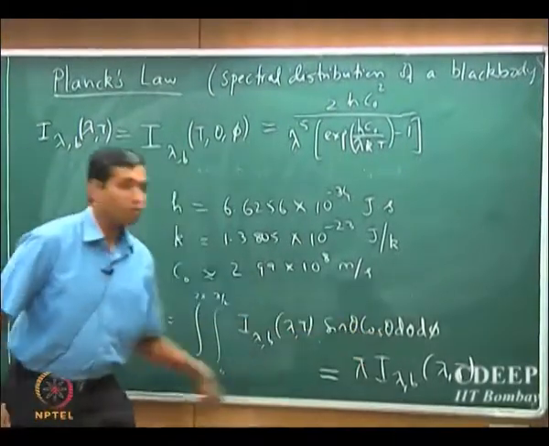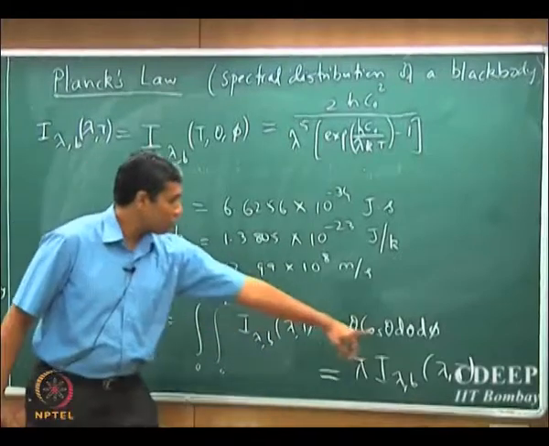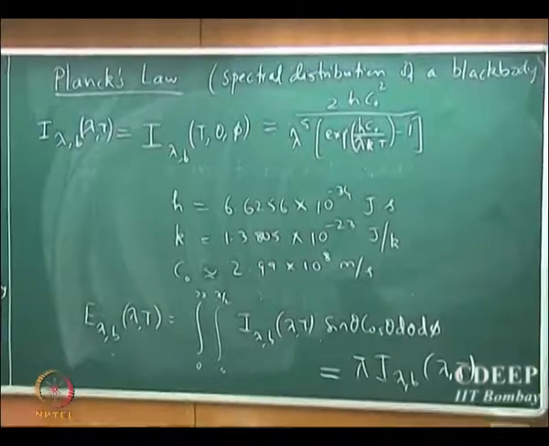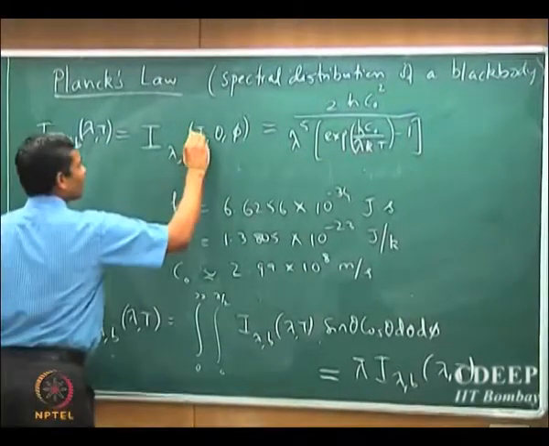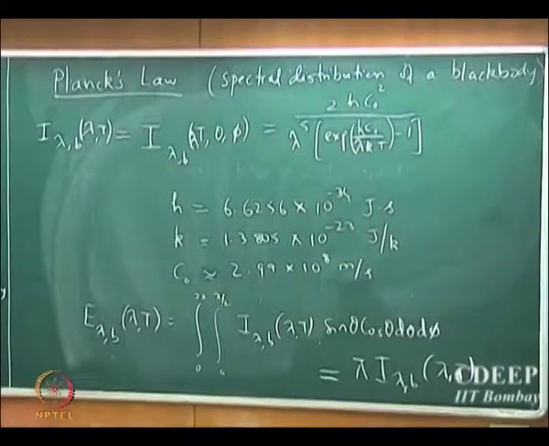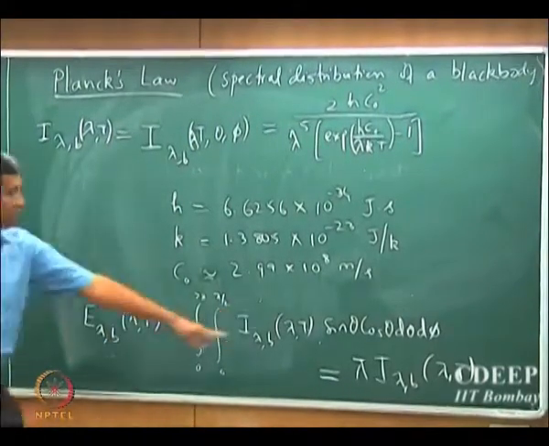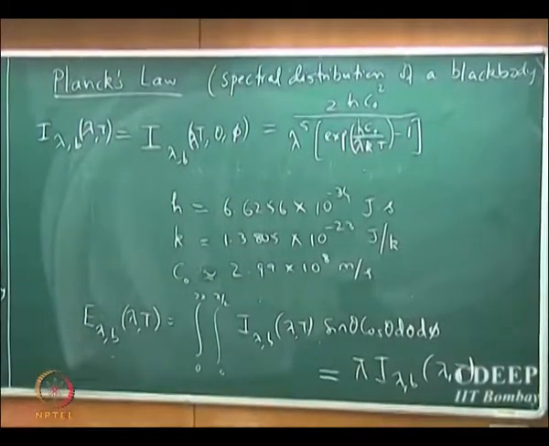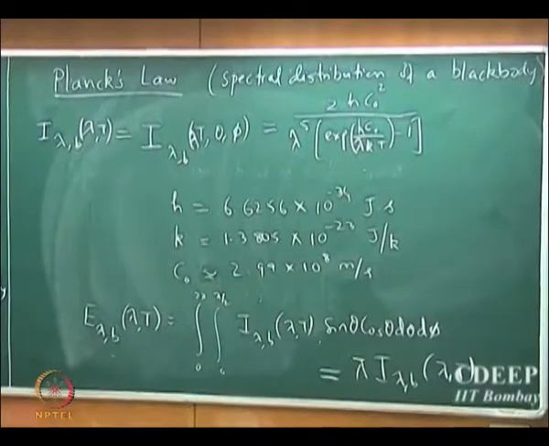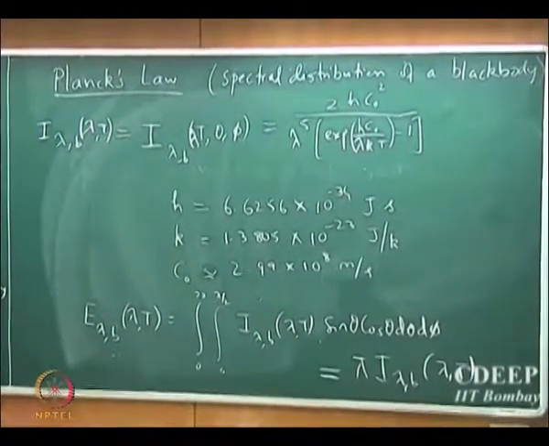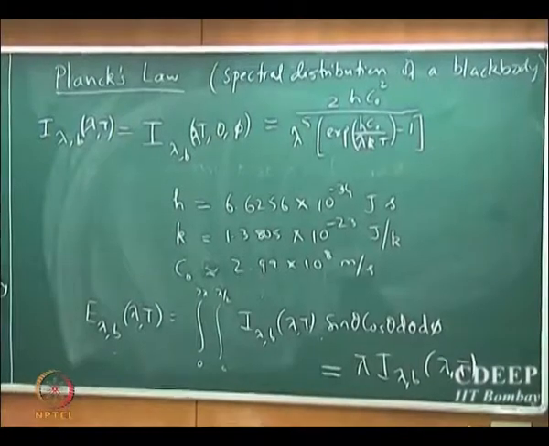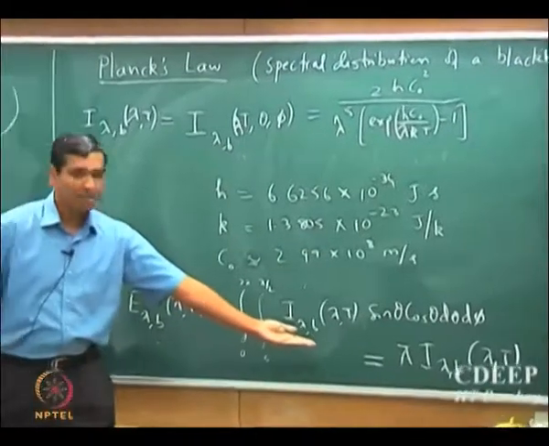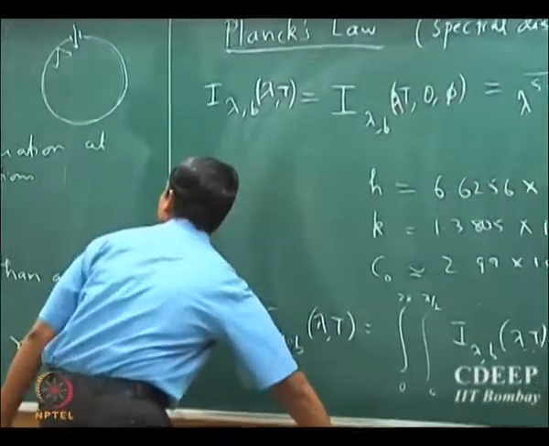So that integral simply boils down to pi. The integral of 0 to 2 pi d phi is 2 pi. The integral 0 to pi by 2 of cos theta sin theta d theta is 1 by 2. So the integral is simply pi. Okay. So this is the spectral emissive power. You have only integrated over all the angular directions. So the spectral emissive power of a black body is given by pi times I lambda.